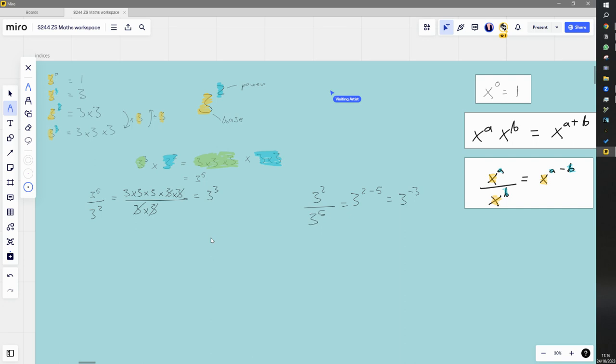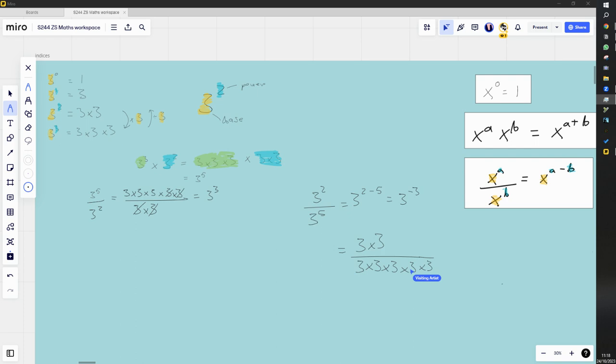Now, if we look at what that would be in terms of what these powers mean, it's going to be 3 times 3 divided by 3 times 3 times 3 times 3 times 3. Cutting off a bit. Okay, so basically, using this rule here, if I take 3 squared and divide it by 3 to the power of 5, then it should be equal to 3 to the power of 2 minus 5, which should give me 3 to the power of negative 3.